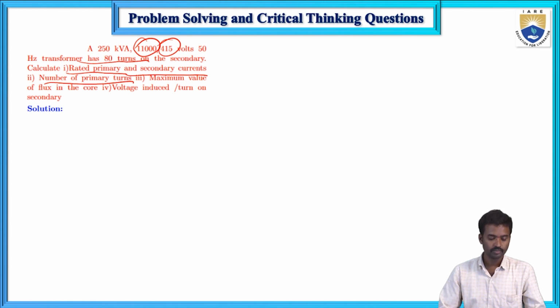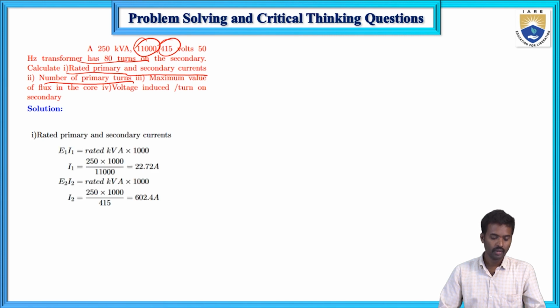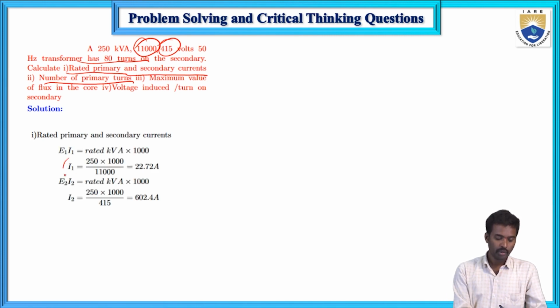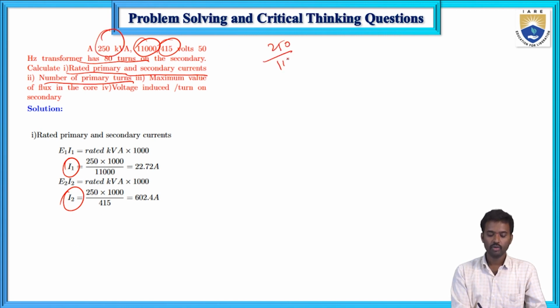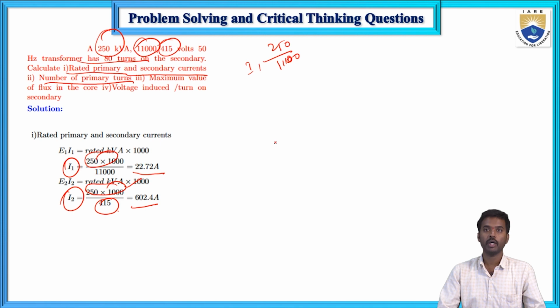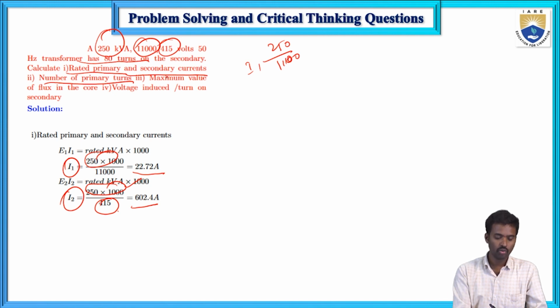So first, the rated primary current and rated secondary current. 250 kVA divided by 11,000 gives I1, and the transformer rating divided by the secondary voltage gives the secondary current. The primary current is 22.72 amperes and the secondary current is 602 amperes. These two are the primary winding current and secondary winding current.